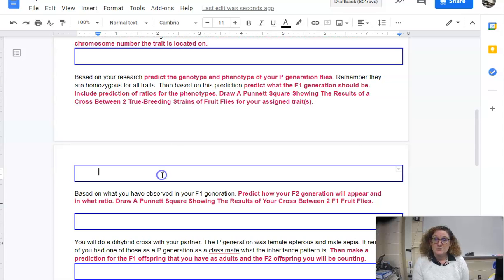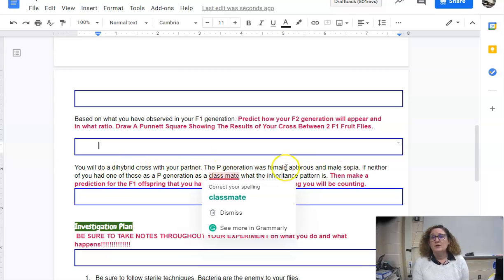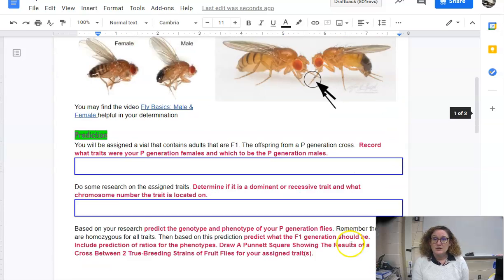And then you're going to make a Punnett square to predict what you think your F1s should be. Those are the flies that are in your vials right now. And then you'll also make a prediction for your F2. So when your F1s are crossing, what kind of babies are you going to get? So the larvae that hatch out, what kind of flies do you predict to get there? Okay. And then you also have the dihybrid that you're doing with your partner, which is the Apterus and the sepia. So you'll do another prediction for both the F1 and the F2 offspring doing a dihybrid cross. Okay. So that's what I would like you to work on today.